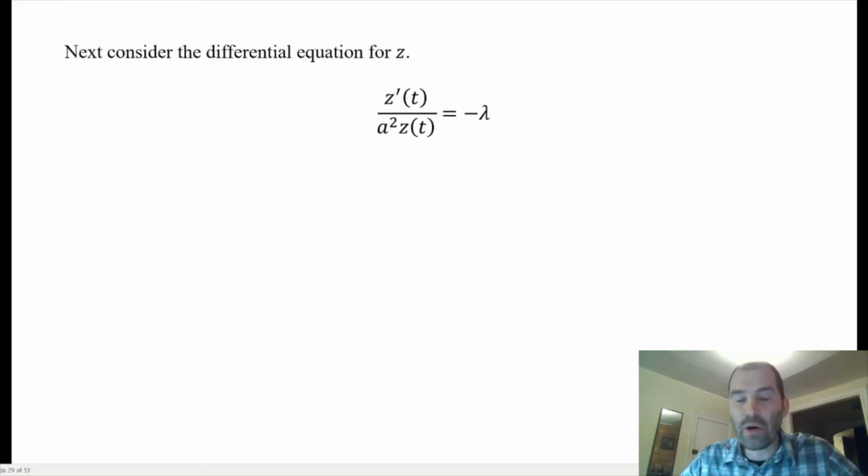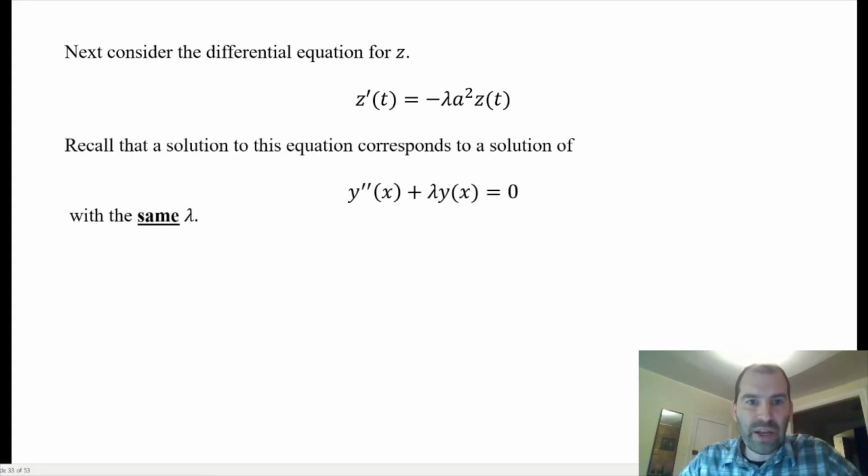Okay, so now let's go back to that differential equation we had for z. It looked like this. Well, I'm just going to multiply both sides by a squared z. Cancel those off. Solve for z prime. All right.